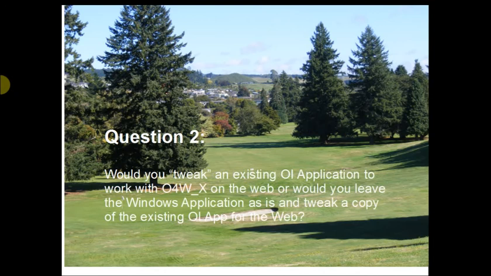Question 2. Would you tweak an existing OI application, or would you leave the Windows application as is and tweak a copy of the OI app for the web? It depends on what you're trying to do. As I see it, there are two options. We could either tweak existing OI forms, or as you say, save an existing form with, say, an underscore web suffix or prefix, and tweak that version of a form.